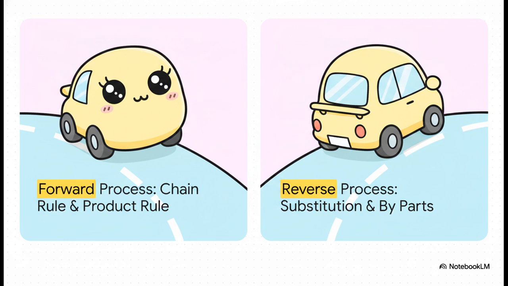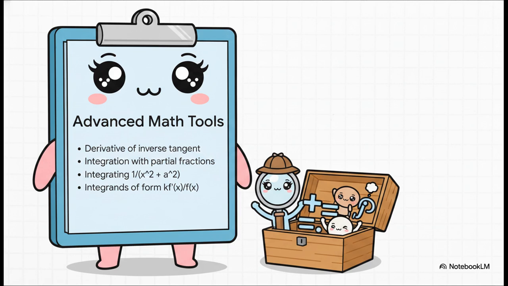You aren't learning isolated, scary new concepts here. You are literally just learning to put your car in reverse and navigate the exact same streets you've already driven down. So what does this new advanced toolkit actually look like? Well, for pure Math 3 students, it means recognizing complex patterns. You'll use the derivative of inverse tangent. You'll take giant, messy, rational functions and break them down into bite-sized, easy-to-integrate pieces using partial fractions. You'll learn to spot specific forms, like when the numerator is exactly the derivative of the denominator. It's kind of like becoming a mathematical detective, looking for the clues left behind by the forward differentiation process.